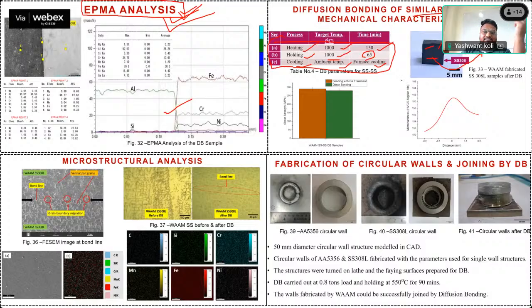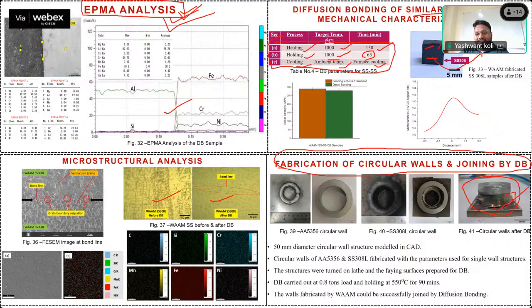So we can go for similar and dissimilar materials also. We have done microstructure, EBSD, EDX, everything. Then this is a component used in naval applications. One Navy officer was there to help us. He was a sponsored student, fabricating some circular walls and joining them using wire arc additive manufacturing. That is also successful.